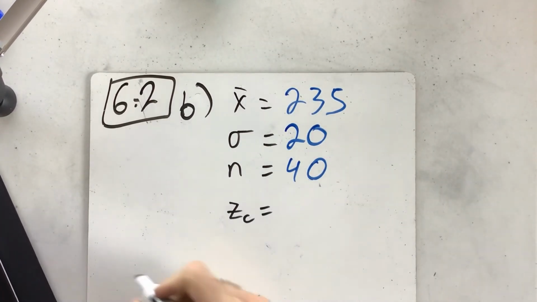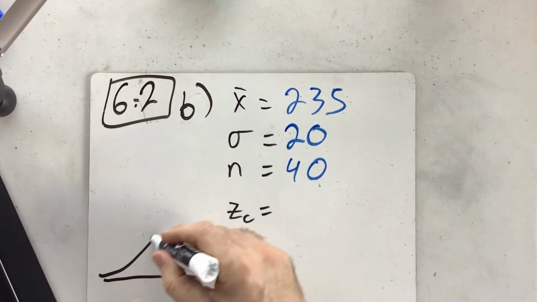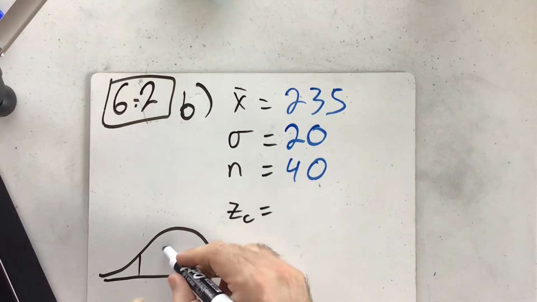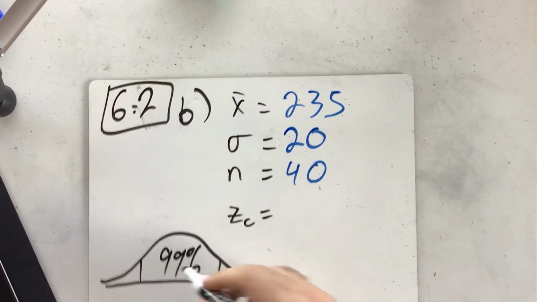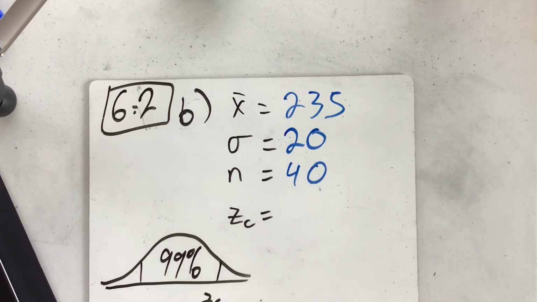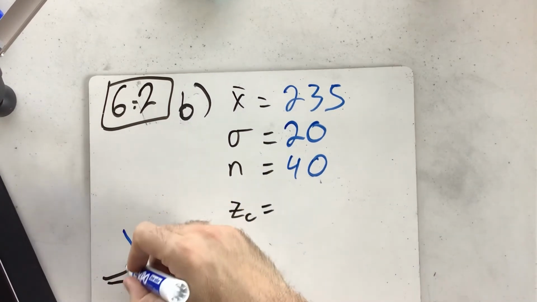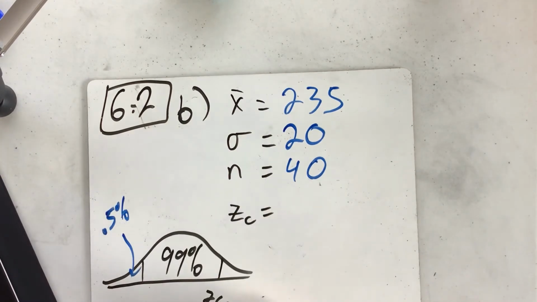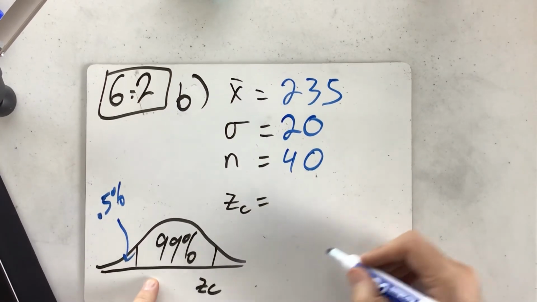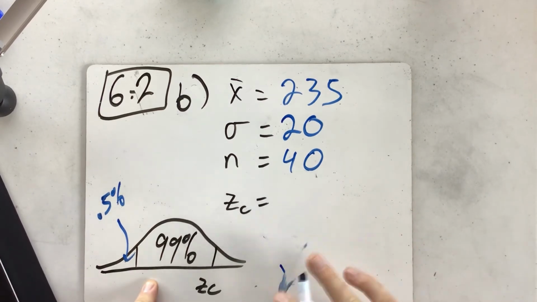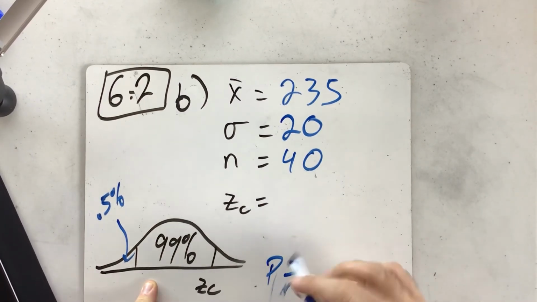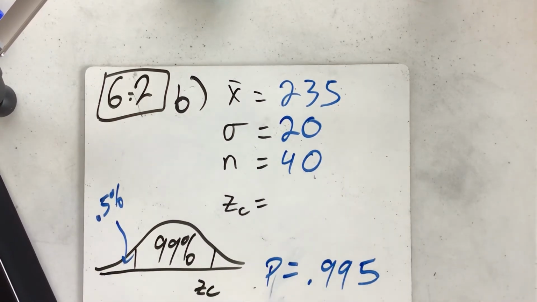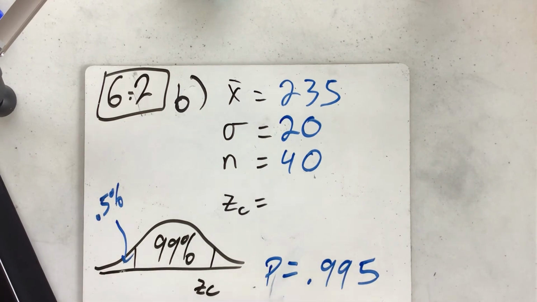So what is the ZC? I take my picture, and now I put ZC here, and now the difference is I need 99% in the middle. So now what is this extra little sliver over here? This extra little sliver is 0.5%. So what do I want to put in my calculator? I want to use my probability. I don't want to use 99%. I want to do 0.995 in my probability because I need to pick up that extra 0.5%.